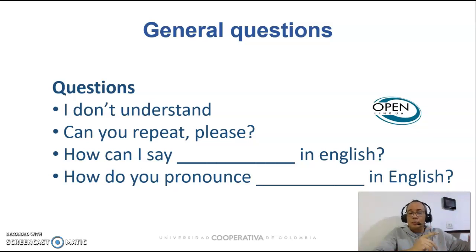And if you don't know how to pronounce something, you say, how do you pronounce this in English? How do you pronounce casa in English? How do you pronounce apartamento in English? Okay? Okay.